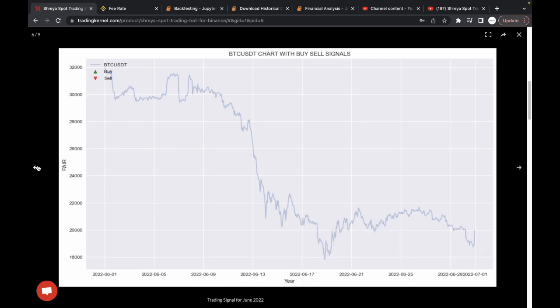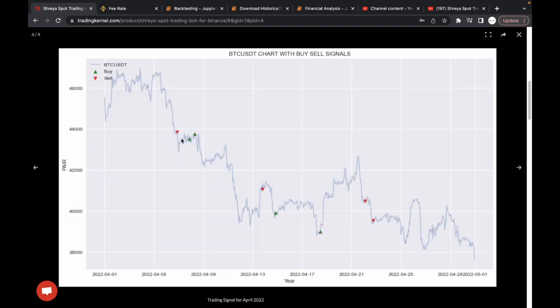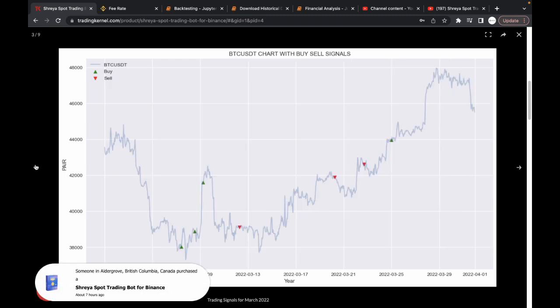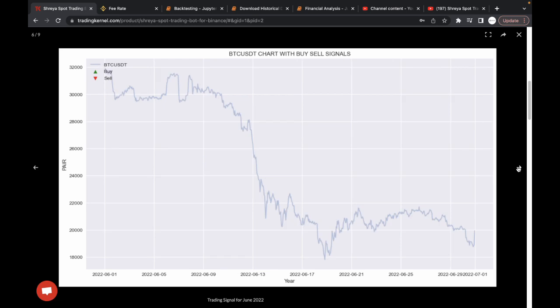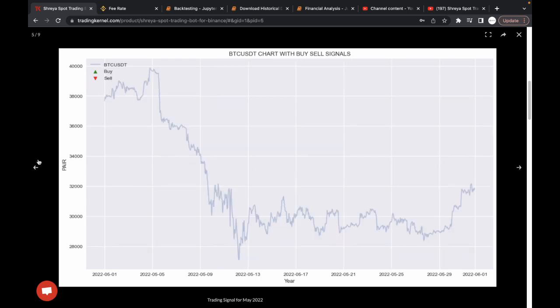Right, so it takes roughly around 5 trades per month. Okay, so 5 trades per month, and also in some months it actually doesn't trade. So you can see for June it didn't take any trade, for May it didn't take any trade as well.